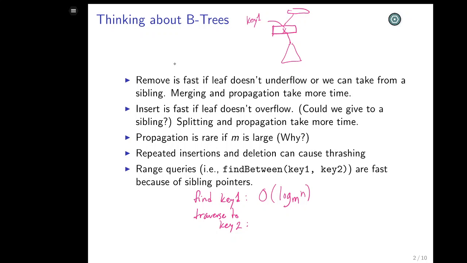That could work. Yeah, I think in-order, that's the thing you want to do, because you want to visit them in order so you can tell when to stop. So you do an in-order traversal from there, until you reach key two. Or maybe you exceed. Yep.